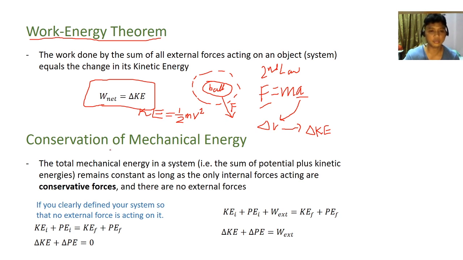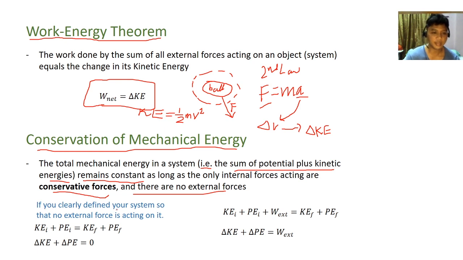However, let's look at the other tool. This time, when you have a system that doesn't have external forces. The total mechanical energy in a system, i.e. the sum of potential plus kinetic energies, remains constant as long as the only internal forces acting are conservative forces and there are no external forces. Right. Now, if you clearly define your system so that no external force is acting on it, then you can say this one.